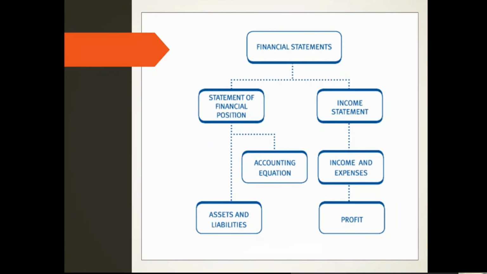So as I mentioned, we're going to talk about two types of statements: the financial position statement and the income statement. A financial position statement relies on the accounting equation: asset equals liability plus equity. This is what the statement of financial position relies on. So the items of the financial position statement are assets, liabilities, and owner's equity.